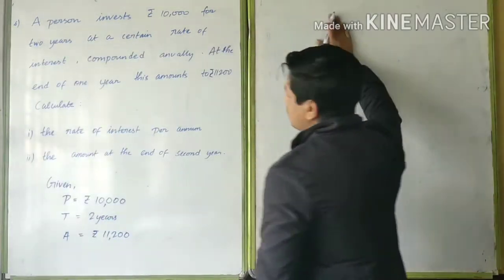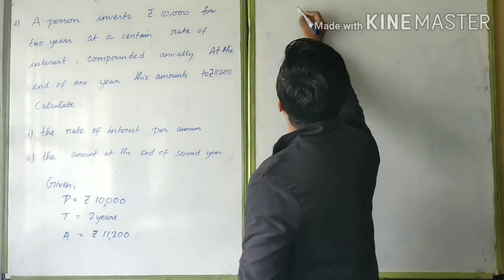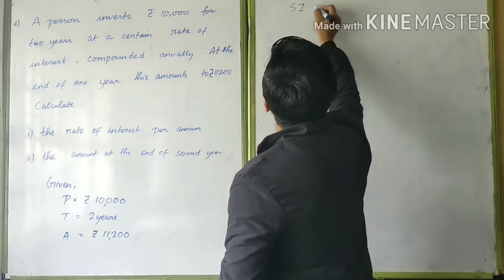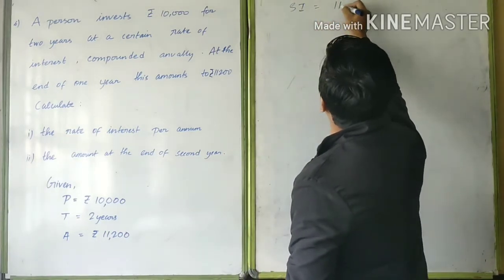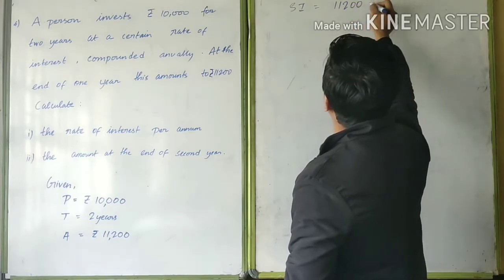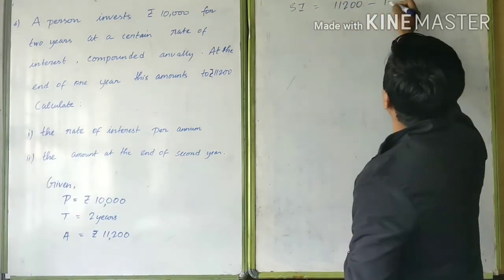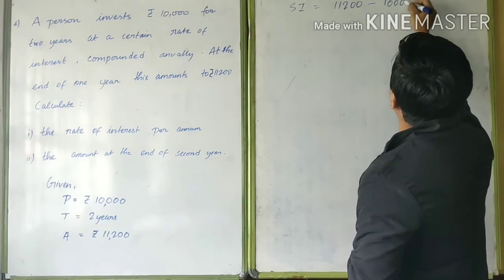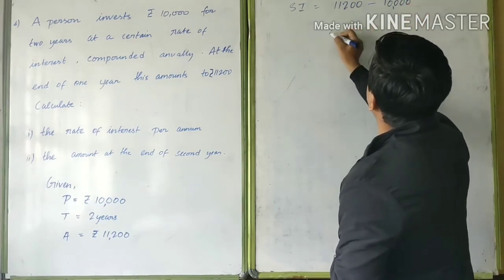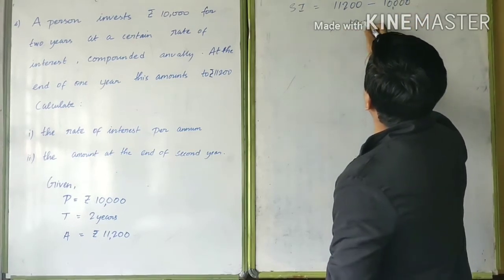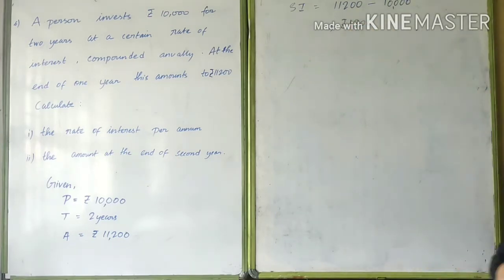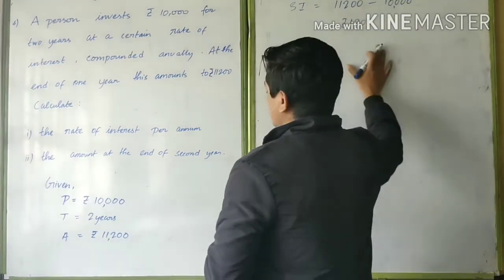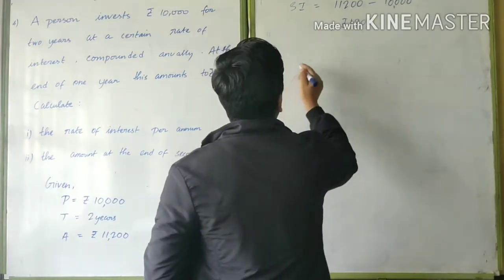So first what we'll do is we'll find the simple interest. The amount is already given, that is rupees 11,200, and the principal is given, that is rupees 10,000. So my interest becomes rupees 1,200. Okay. So now with the help of this we can find the rate.